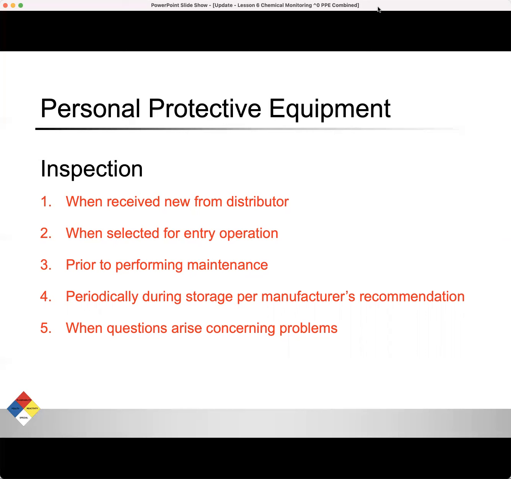We're also going to inspect it when it's selected for entry operation. So before we get in the suit and go in the hot zone, the hazard zone, we need to make sure it's in good order. You need to inspect it prior to performing maintenance. Some types of suits, like level A suits, have maintenance that needs to be performed, so we're going to inspect them before performing that maintenance. Periodically during storage, per the manufacturer's recommendation. Also, when questions arise concerning problems. So if we get notification that another hazmat agency has had an issue with their suit, we're going to check out our suits as well, perform an inspection.